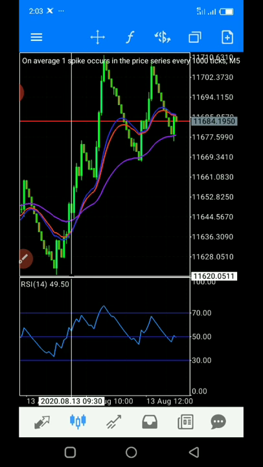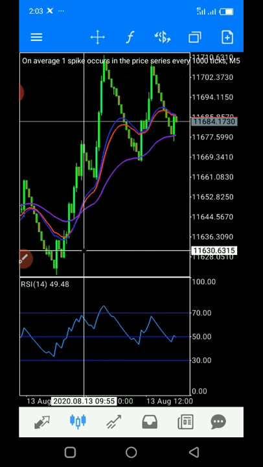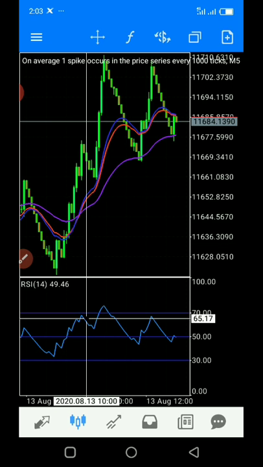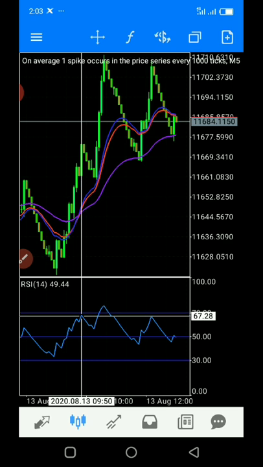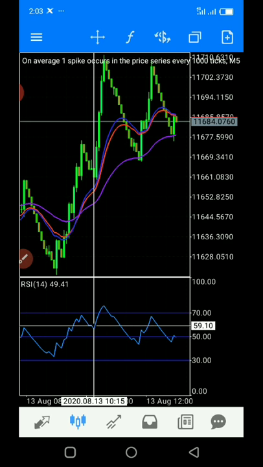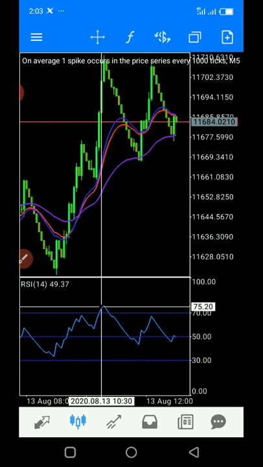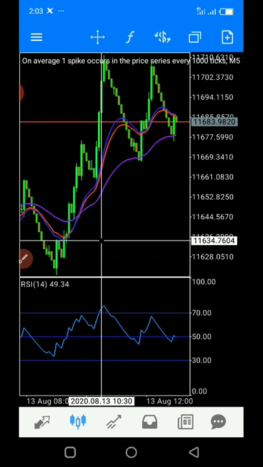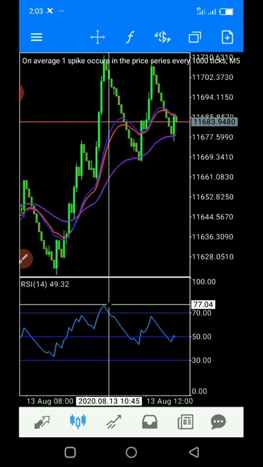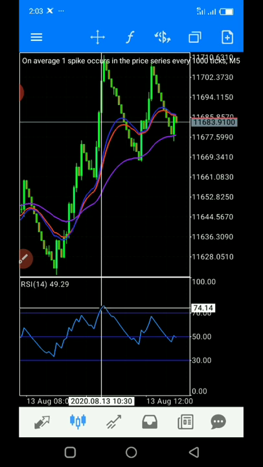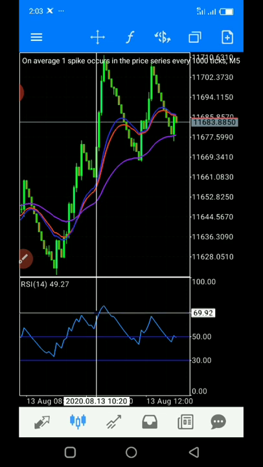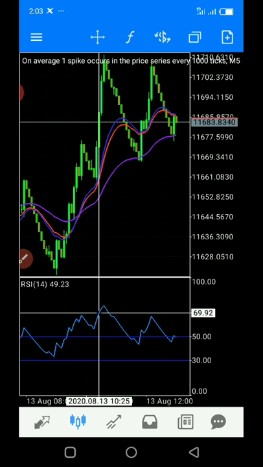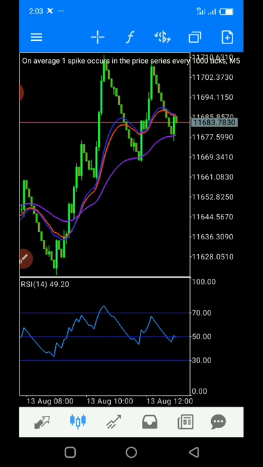Notice the crossover happened here. This is why I actually don't use this. Now if it happens here, we took our entry here, we'll take our profit when price touches the 70 relative strength index. So we'd have taken our profit as price touches the 70 RSI level. So that would have taken our profit at that level.